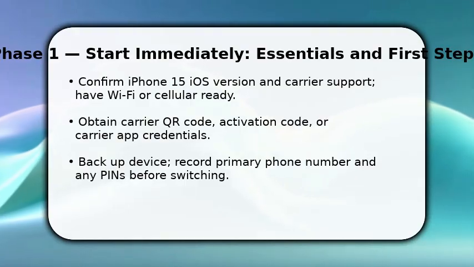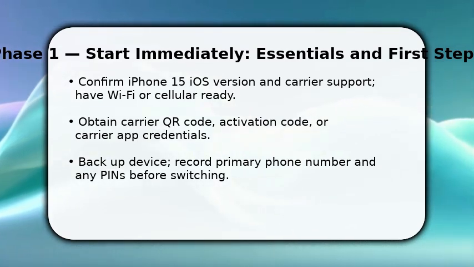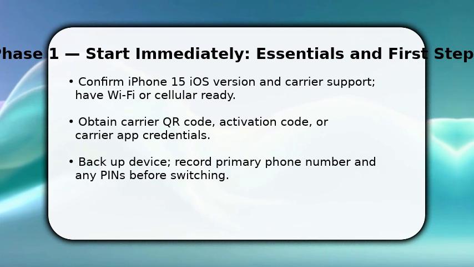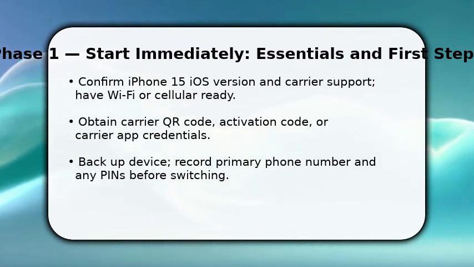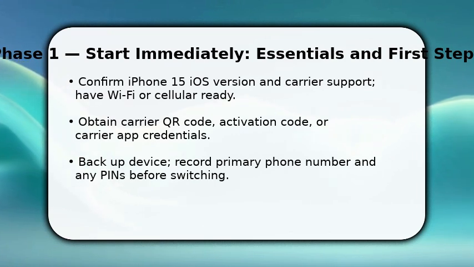You begin with the essentials. Make sure your iPhone 15 is updated and your carrier supports eSIM. This avoids activation errors. Once ready, get the carrier's QR code or activation code. Some carriers use their app, others email a QR. Make sure Wi-Fi or mobile data is on so the phone can reach carrier servers.